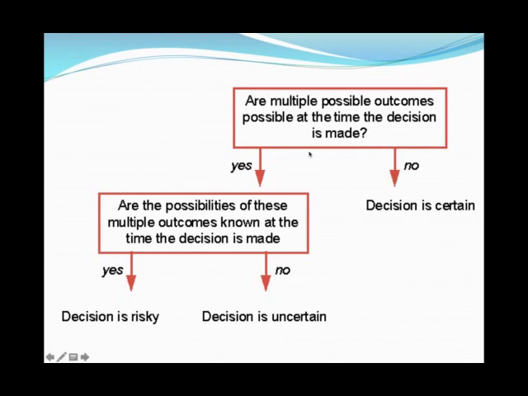There we go. But a lot of times there's multiple possible outcomes. So if I decide to write an order for insulin at the hospital and I'm expecting a nurse to give it, are the possibilities of these multiple outcomes known at the time the decision's made? Do I know how likely it is that the nurse will give the medicine?